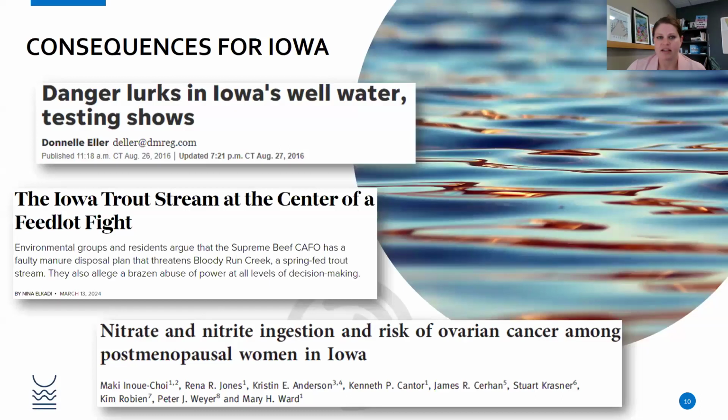And so we see a lot of headlines like this: risks to private wells, trout streams in Northeast Iowa that are threatened by expanding CAFOs, and then these studies that are showing more and more about these health impacts of nitrate pollution.